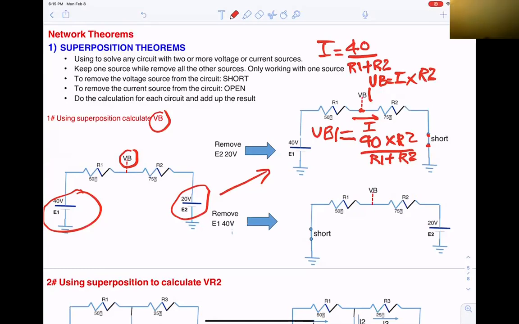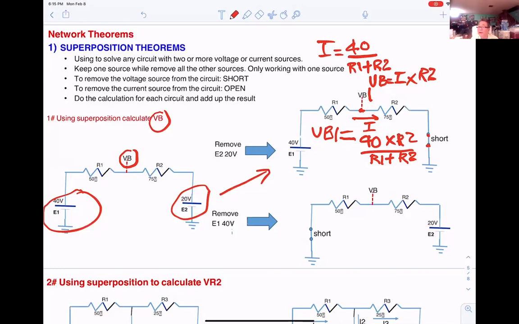There's two ways to skin a cat. Yeah, but I prefer to. You like the voltage divider rule to skin your cat. That's what I want. Everybody has their preference, Mr. Pham.